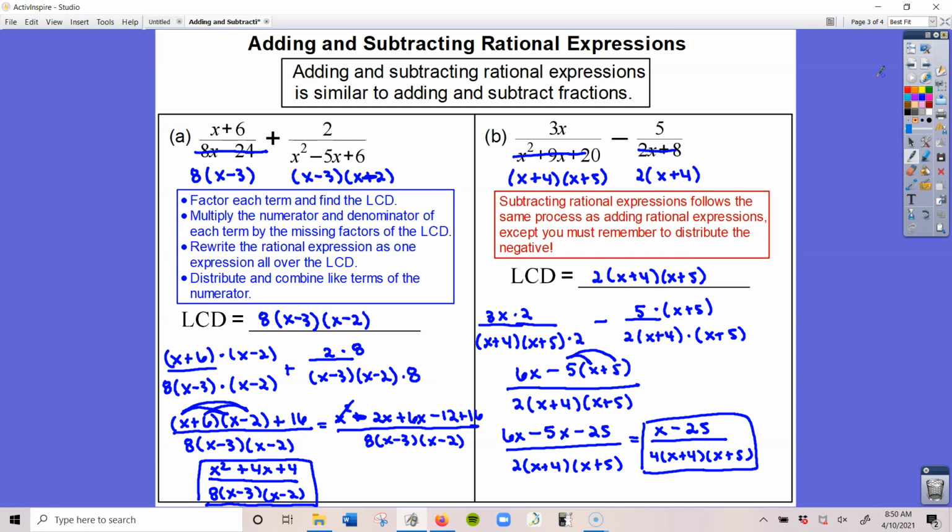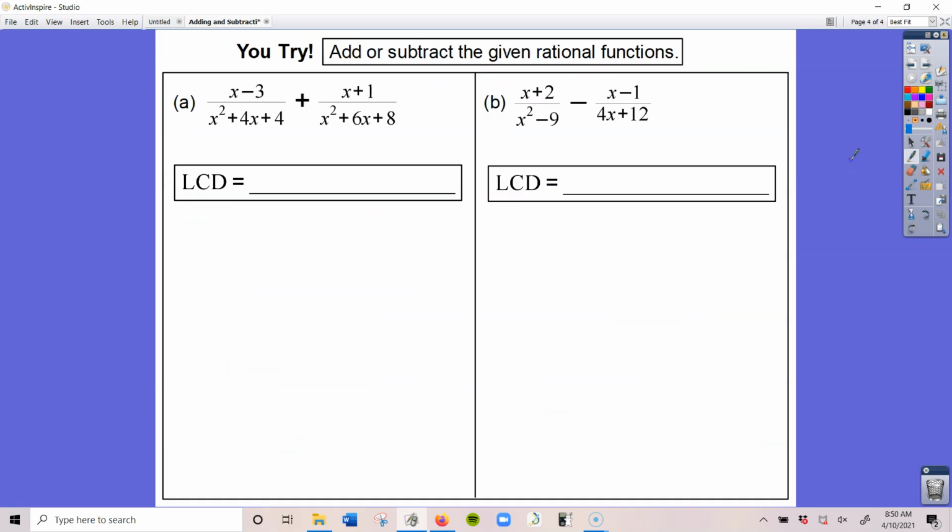Let's try a couple more. We have here x minus 3 over x squared plus 4x plus 4, plus x plus 1 over x squared plus 6x plus 8. So first we need to factor.